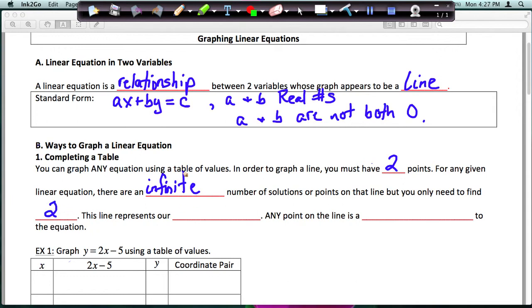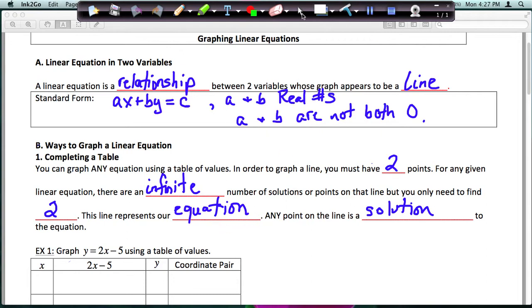This line represents our equation, so it's a visual representation of the equation that we have. Any point on the line is a solution to the equation. So if I plugged any point on the line into the equation, I would get a true statement.